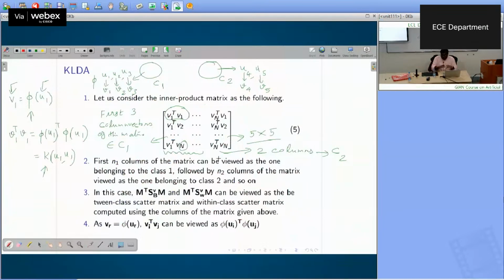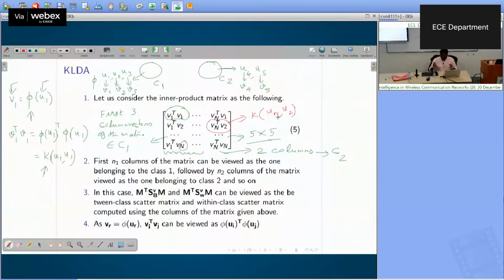They are numerics. I'm not talking about this variable-wise, because I already defined that V1 transpose V1 is K of U1 comma U1. Say, for example, this is nothing but K of V1 V2. So what I do, very simple, I construct an inner product matrix. This is the experiment you are going to do now. Each element of this matrix, you are going to find out the kernel function values. That's it.